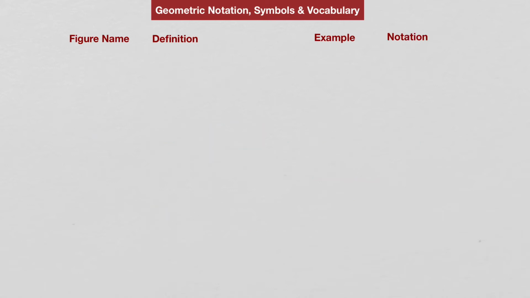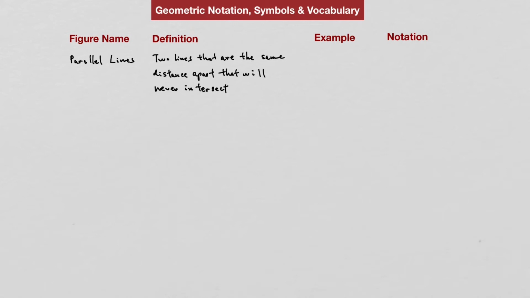Okay, so the first is parallel lines. Parallel lines are essentially two lines that are the same distance apart and will never intersect. So we have two lines here that are the same distance apart and they will never intersect. And the notation for this looks like this. Okay, so line A and B are parallel. The slashes in between the A and the B indicate parallel lines.